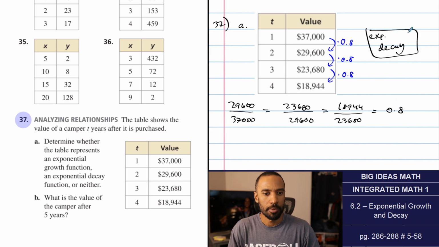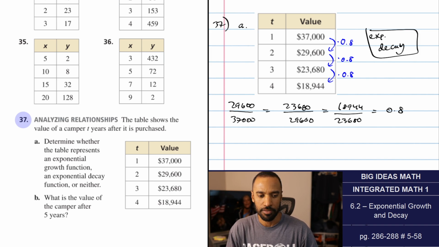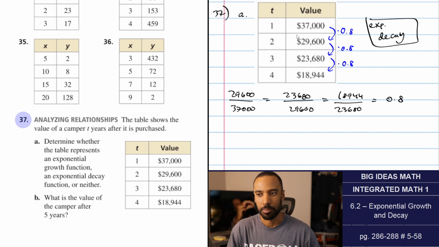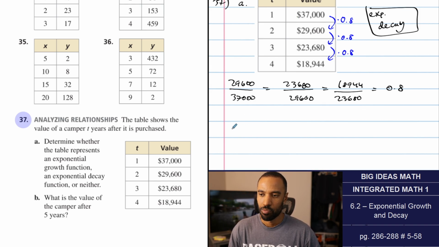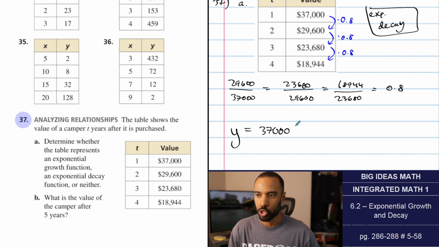Okay, now they said determine whether it is one, the other, etc. So we found out exponential decay. Part B, what is the value of the camper after 5 years? For us to do this, here's the tricky part about it. Well, okay. You have two options. Option one, they say T years after its purchase. Option one is write your function with 37,000 as your initial value. The tricky part about this is that's year one, not year zero.